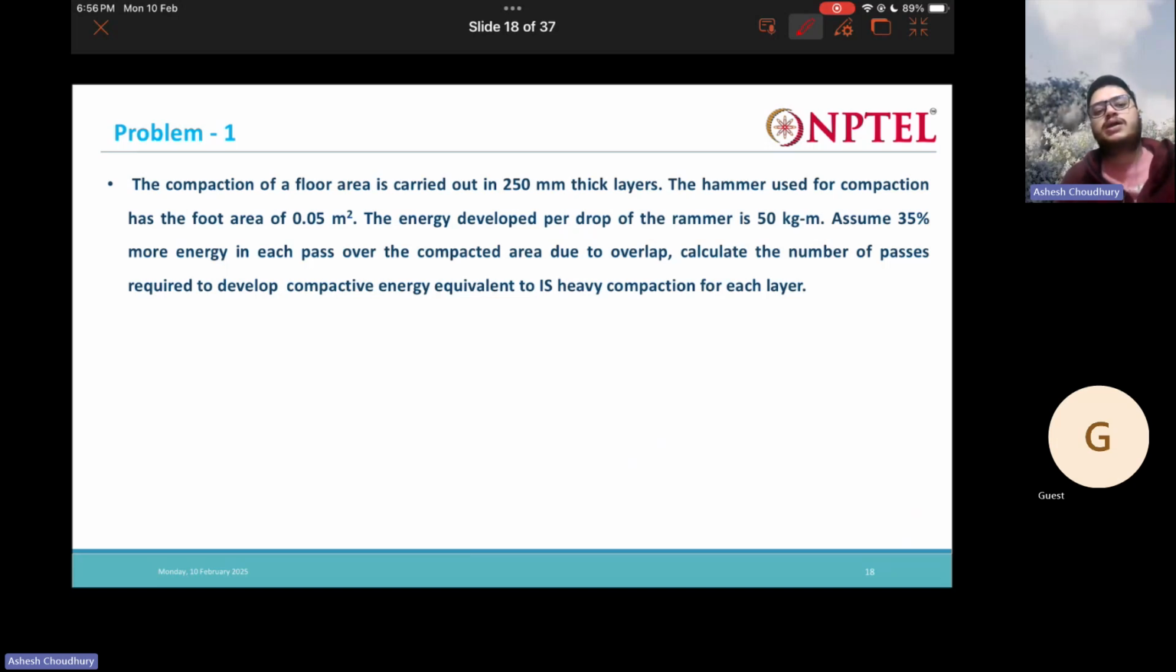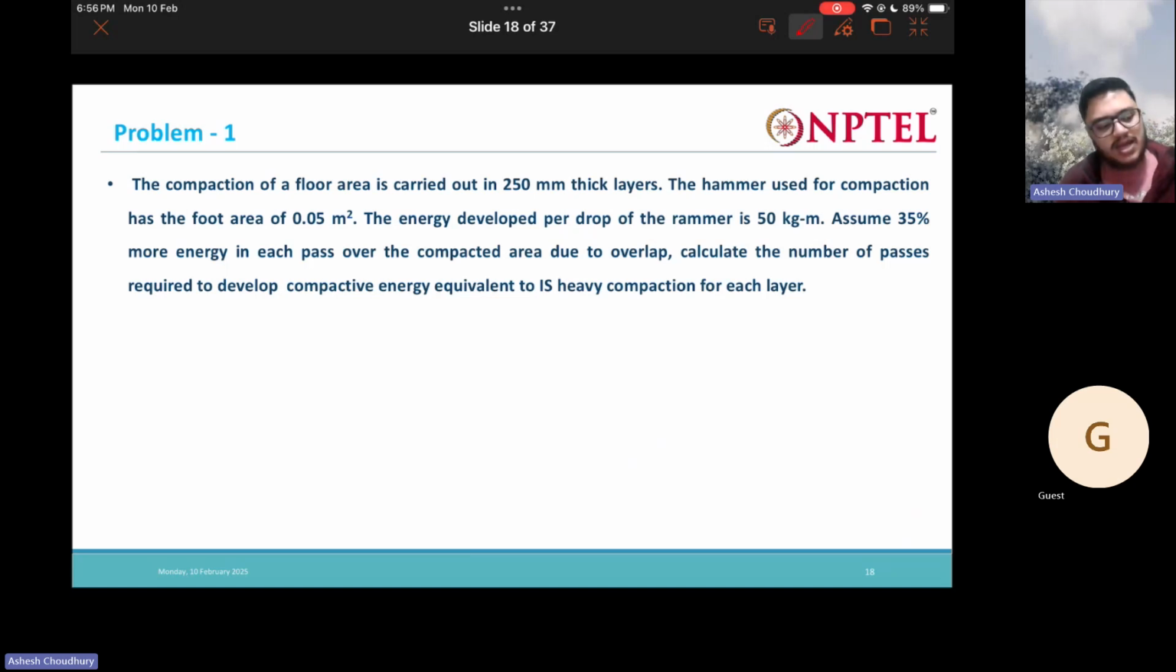Okay, the energy developed per drop of the hammer is 50 kg meter. Assume 35% more energy in each pass over the compacted area due to overlap. Calculate the number of passes required to develop compactive energy equal to IS heavy compaction for each layer. First, try to find out the compactive energy as per the Indian Standard heavy compaction.